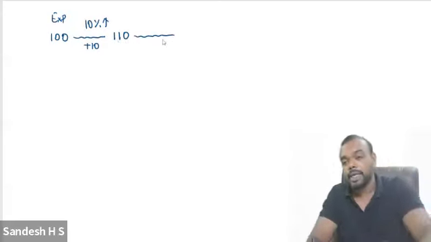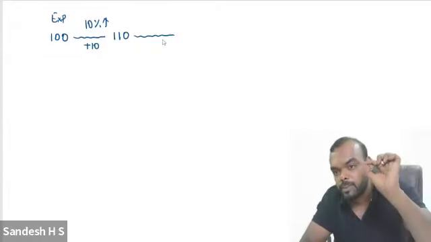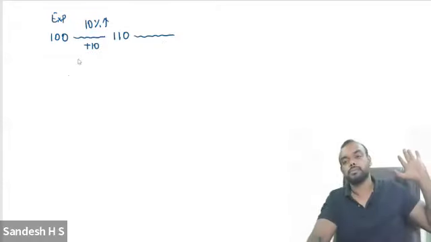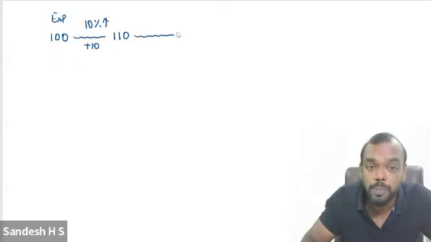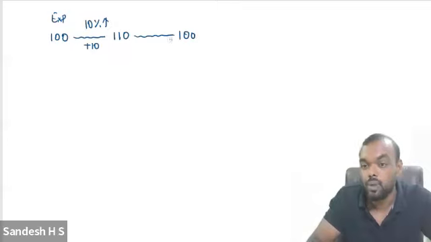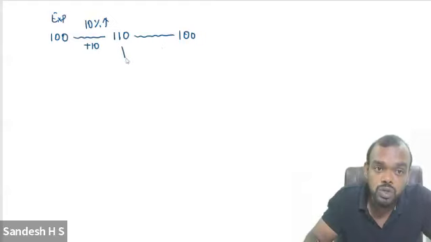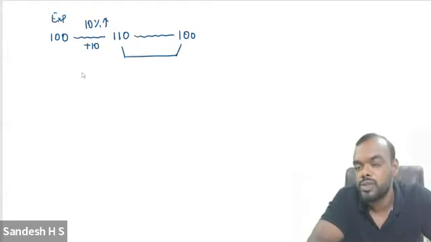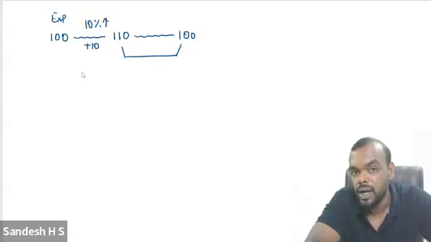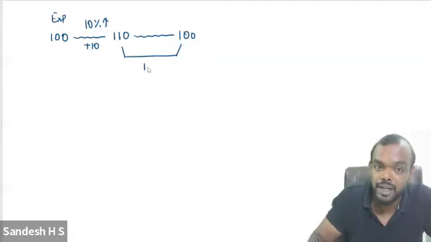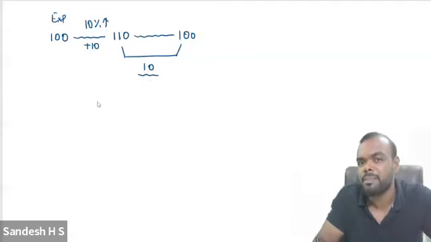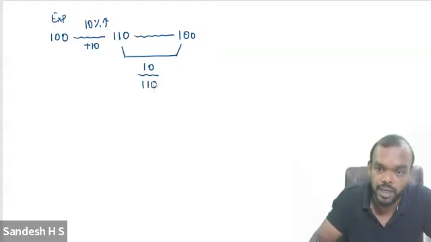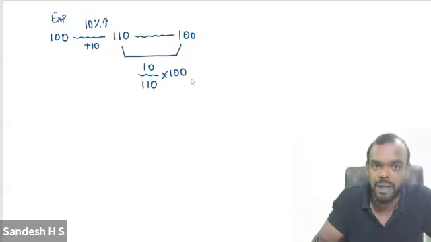But in the question, he clearly told us to keep the expenditure constant. That means I have to bring it back to the original value. What is the original expenditure? 100. Now I have to reduce from 110 to 100. How much should I reduce? To come back from 110 to 100, I should reduce 10. Out of which number? From which number are you reducing? 110. Put it in the denominator. To convert it into percentage, multiply with 100.